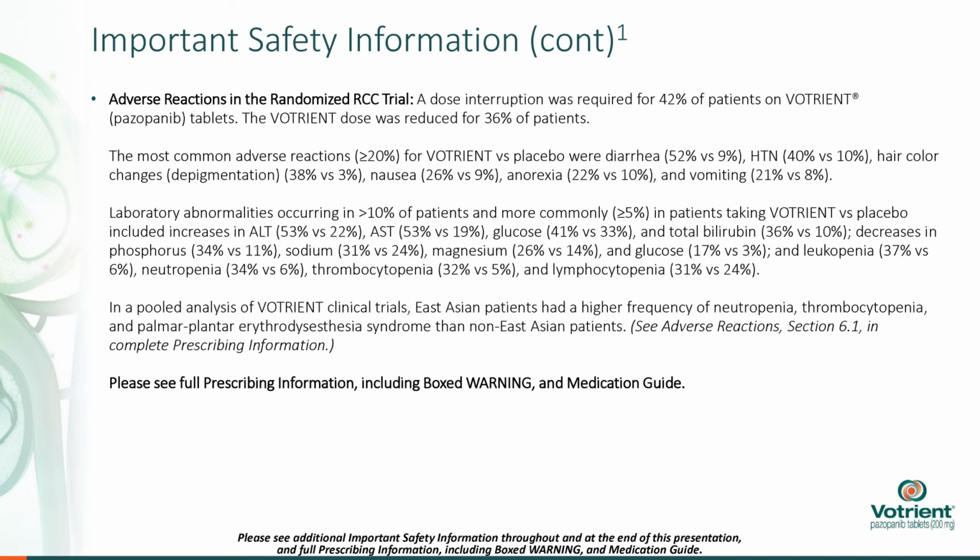In a pooled analysis of Votrient clinical trials, East Asian patients had a higher frequency of neutropenia, thrombocytopenia, and Palmar-Plantar erythrodysesthesia syndrome than non-East Asian patients. Please see full prescribing information, including boxed warning and medication guide.